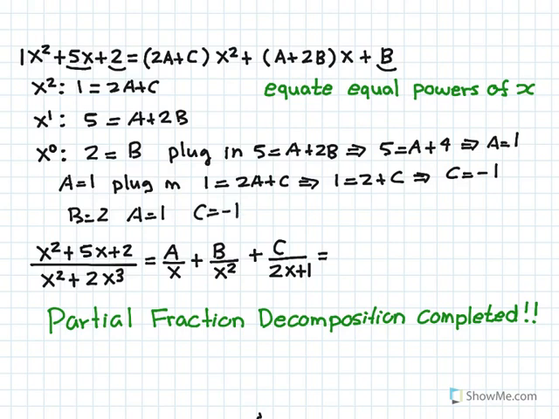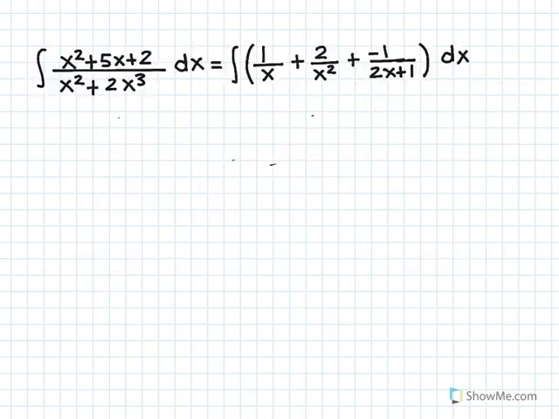So let's do the partial fraction decomposition. We have a over x, that's going to be 1 over x. b over x squared, that's going to be 2 over x squared. And c over 2x plus 1, and we get negative 1 over 2x plus 1. So the partial fraction decomposition has been completed, and now we can integrate.